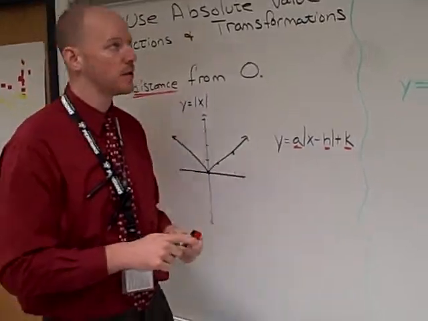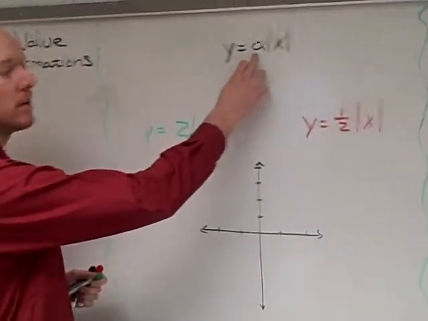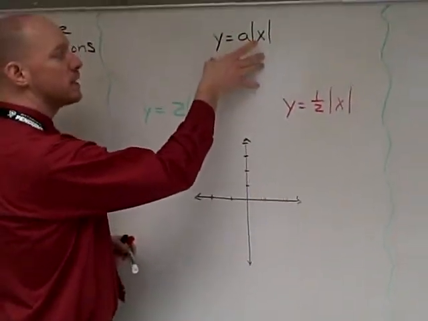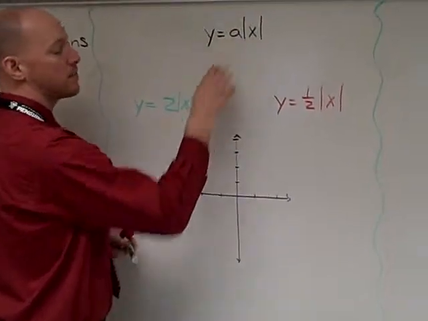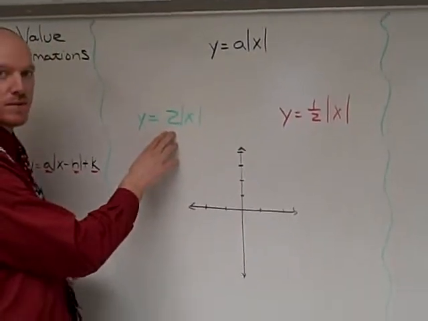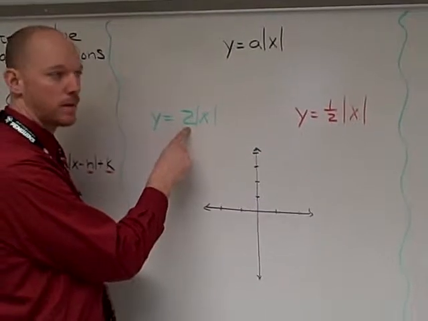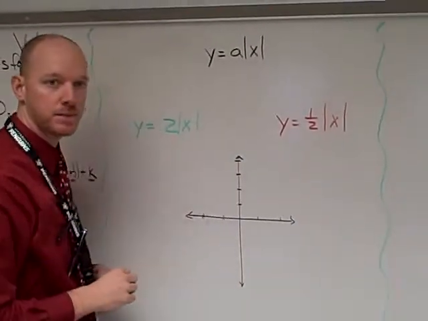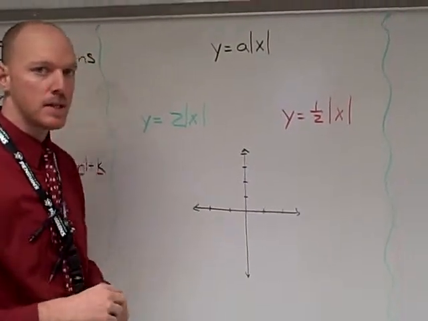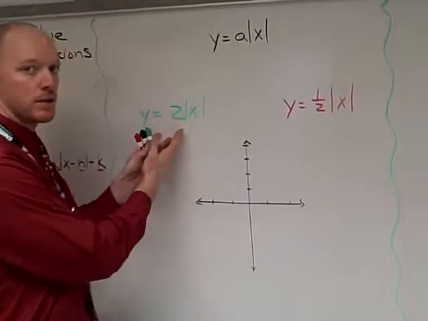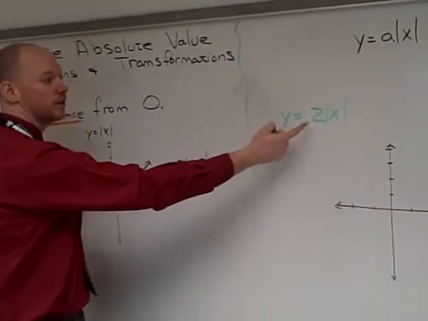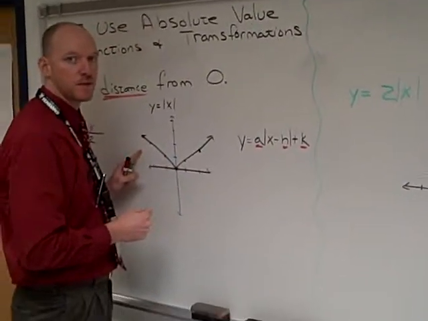To start off, we're going to look at the constant a. We're simply going to take a look at a times the absolute value of x. And I'm going to use two different values: 2 and 1/2. Now, before I begin, I'd like you to just think for a moment. What do you think is going to happen to our original graph if I place a constant 2 in front?